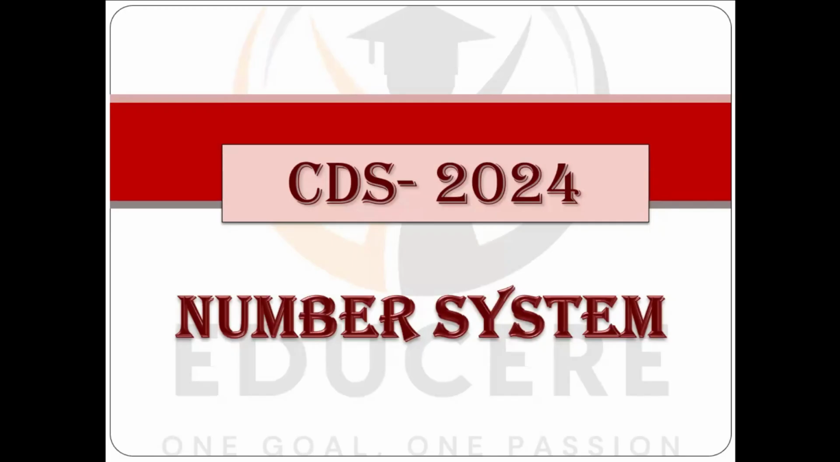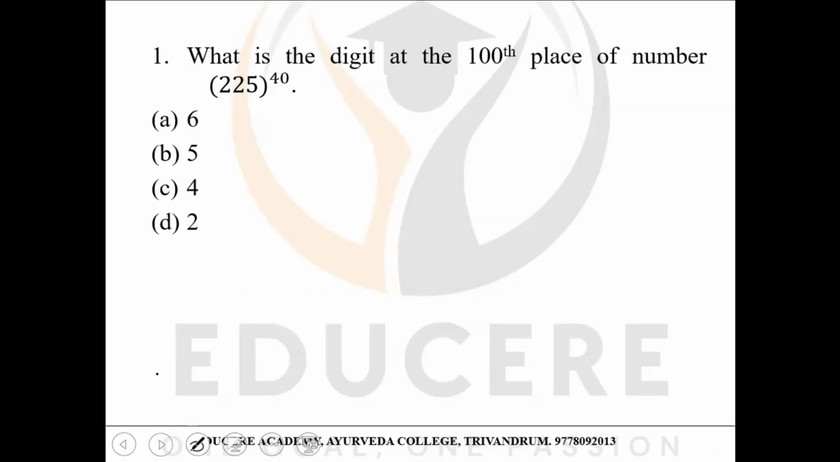Hi, we are going to discuss the CDS 2024 questions from the number system topic. So the first question is: what is the digit at the 100th place of the number 225 raised to 40? For any number whose last two digits are 25, any power of that will have the last three digits as 625.